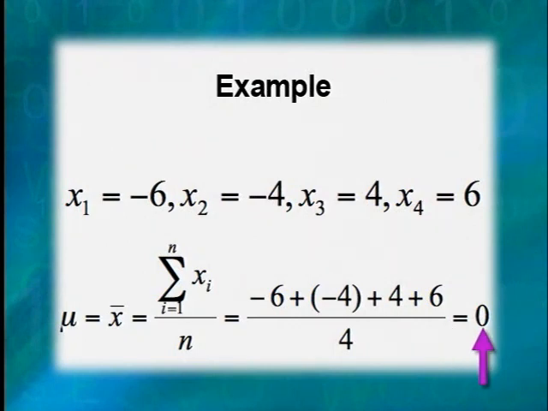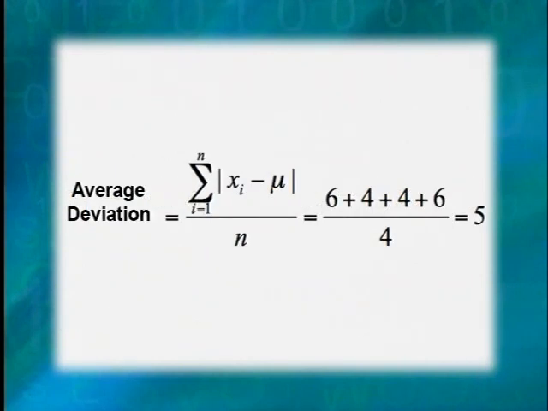So 0 is the mean, and the average deviation from the mean, that is the average distance away from the mean, is what? Well, of the 4 values, -6 is 6 away, -4 is 4 away, +4 is 4 away from the mean, which is 0, and 6 is 6 away. Dividing by 4, we get 5. That is the average distance away from the mean, and it seems like a good measure of dispersion.